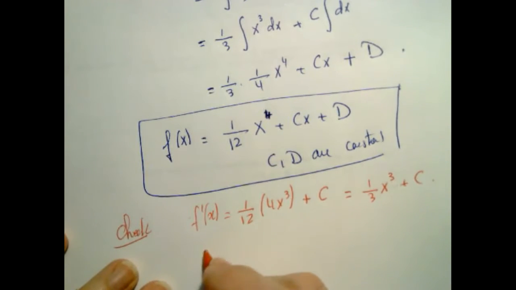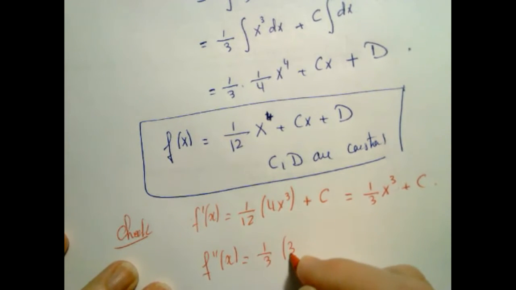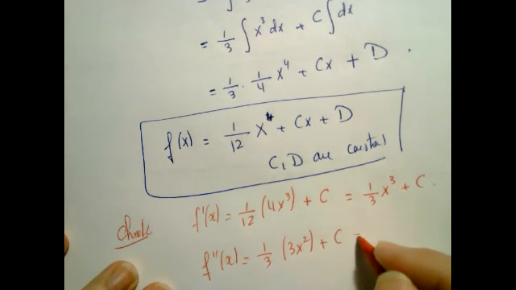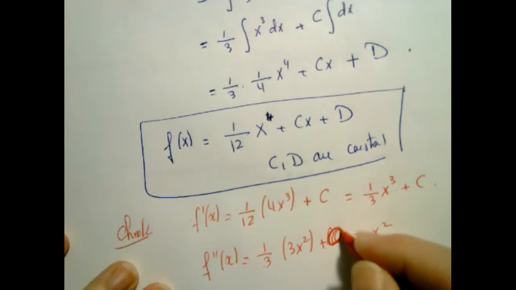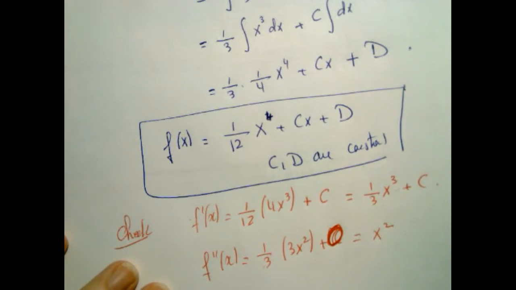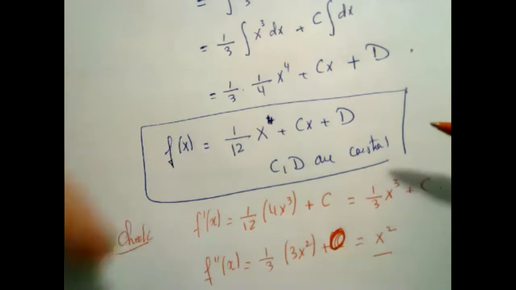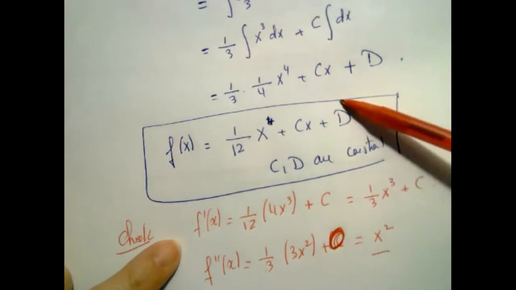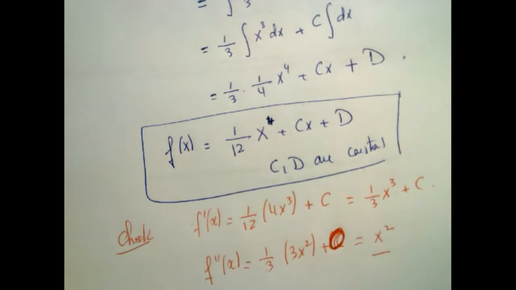Now I need f double prime. So f double prime is 1/3 times 3x squared plus c. The 3 and 3 cancel each other out, plus 0 because c is a constant. I get x squared. So having two constants actually makes sense. The first derivative will get rid of the first constant, then my second derivative will get rid of my second constant. So if I have the second derivative, I need the function, two constants will be in the picture.